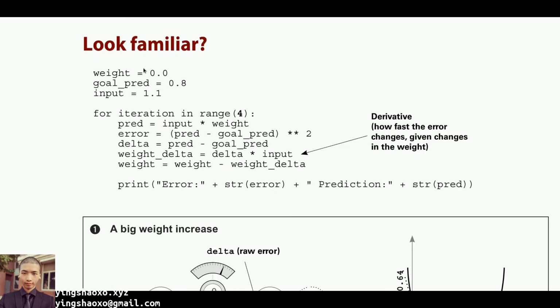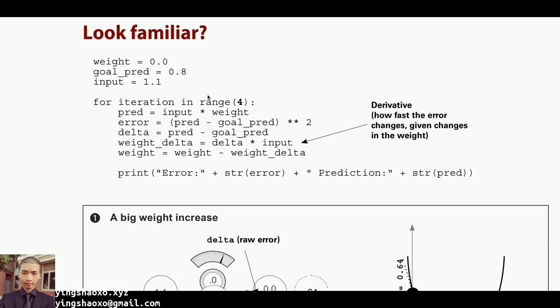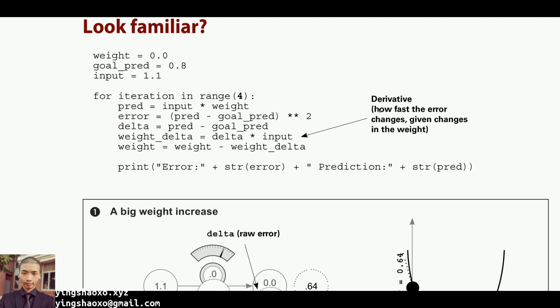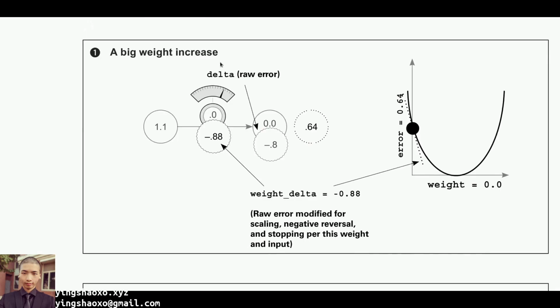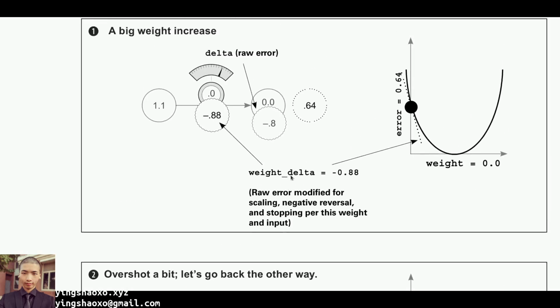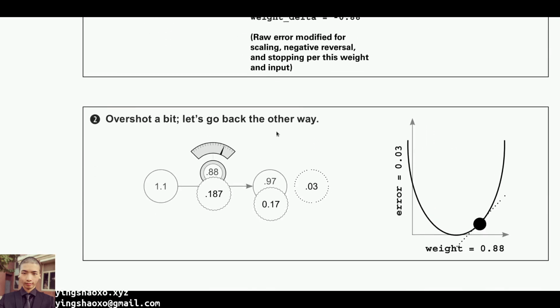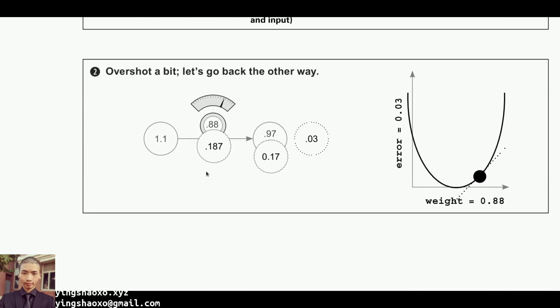Does this graph look familiar to you? It's the same code that we saw before. The derivative here controls how fast the error changes, given changes in that weight. A big weight increase, the weight delta equal to negative 0.8. It's negative, so it's quite big. And if that delta or derivative is positive, then it means we overshot. So we need to go back.